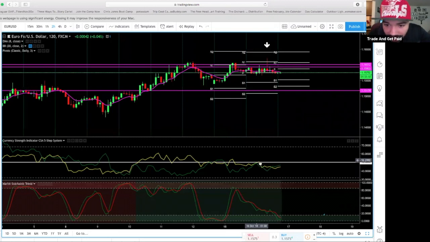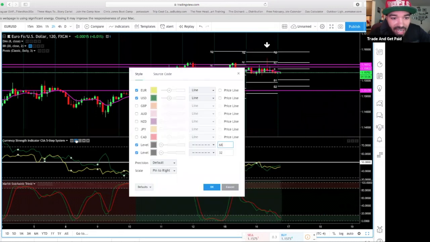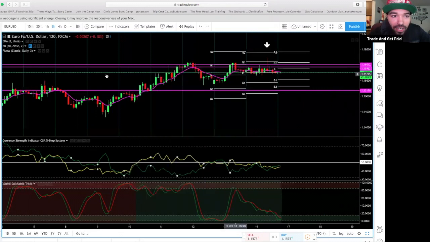So let me see, what is the CSA telling us? And you know what? Usually, guys, I use the scalping one when I'm trading from the 2 hour. Okay, so if you trade them on the 30-minute or higher, you want to use the CSA 5-step system, not the scalp. So 15 and lower, you want to do the scalp one, and you will see the difference that it makes.